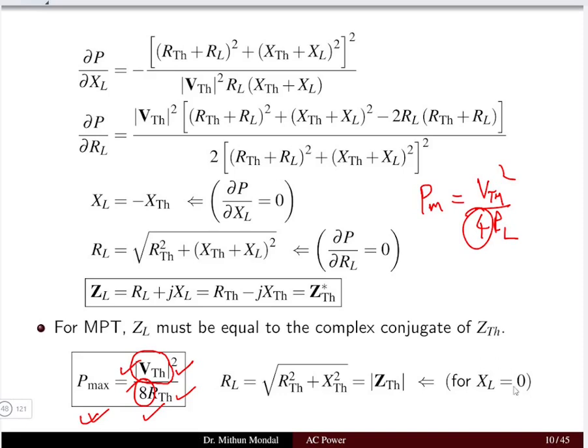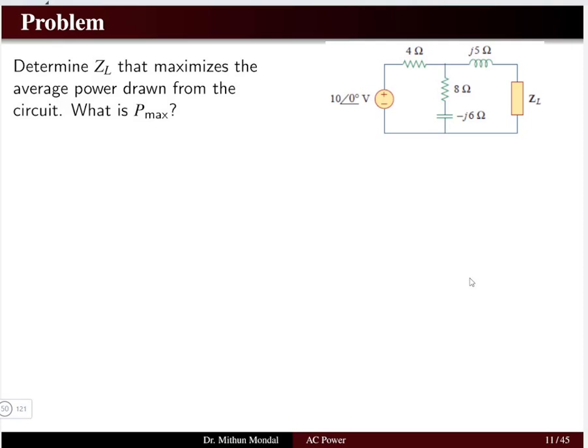Now under a special case, when the inductive part is 0, it means the circuit is purely resistive, then the load resistance will be equal to the amplitude or the absolute value of the Thevenin impedance. So we have to remember this equation for solving the maximum power transfer theorem problem. We will solve one problem to understand.